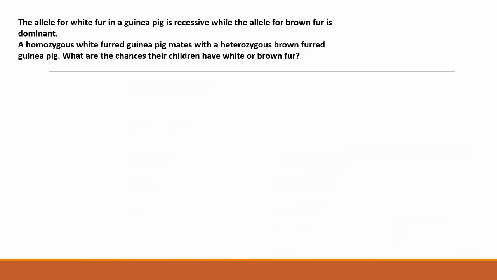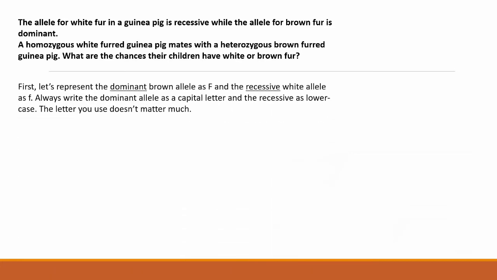So first let's label the alleles, with the dominant allele being labelled capital F and the recessive being lowercase f. Always write the dominant allele as a capital letter and the recessive as lowercase, but the letter you use doesn't really matter. And then using the information we get from the question, let's try and figure out the alleles of the parents, which we need for a Punnett square.